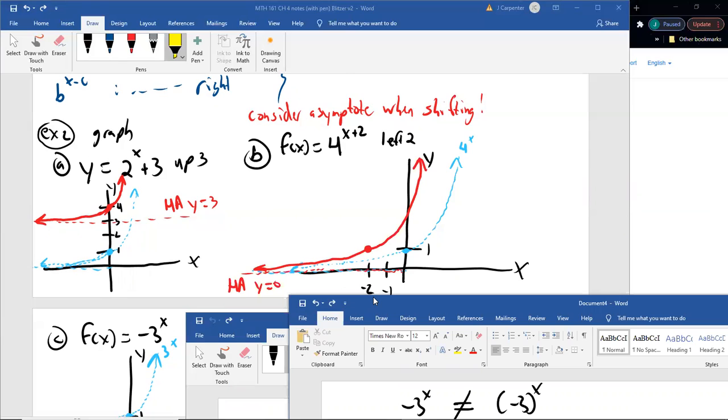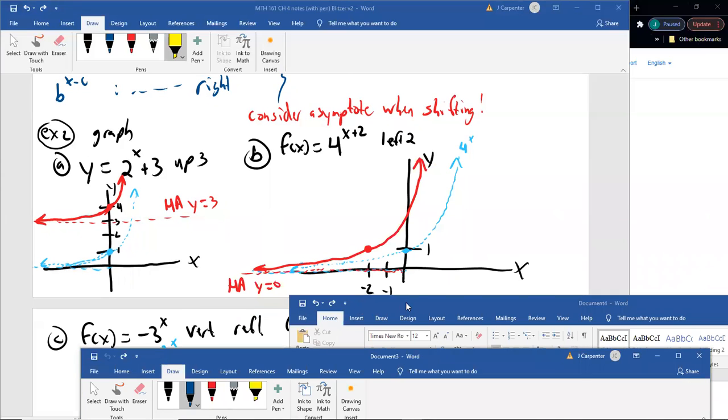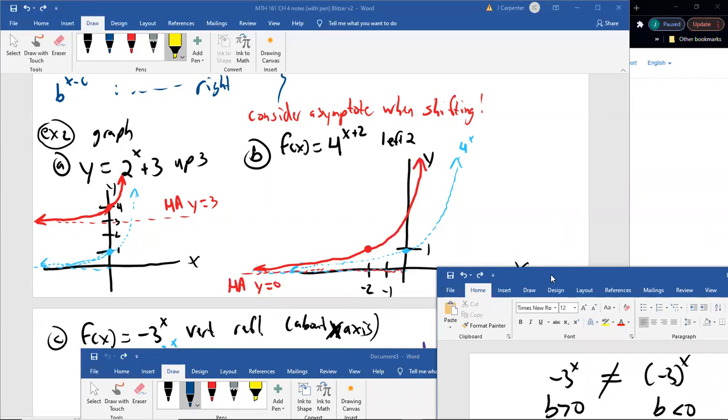So that means we just have this negative, which is a reflection. That negative is outside the core, which means it's a vertical reflection. Another way to say that is a reflection about the x-axis. In other words, the x-axis is the mirror.